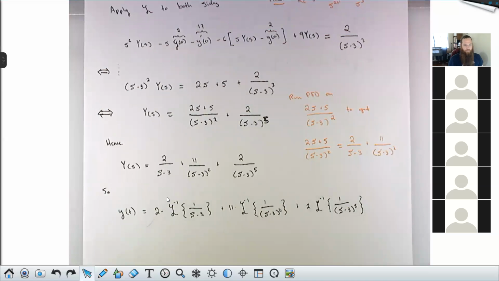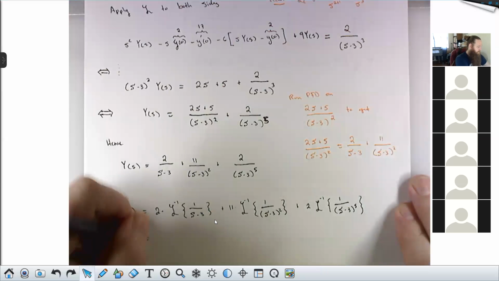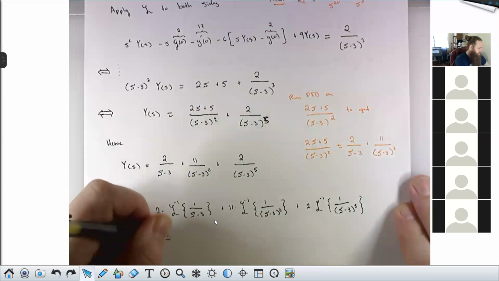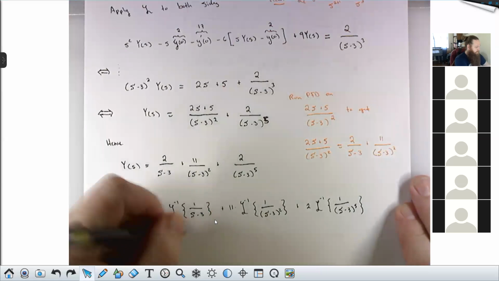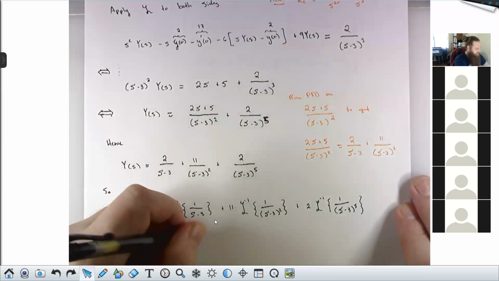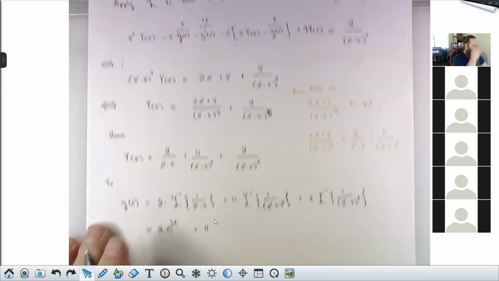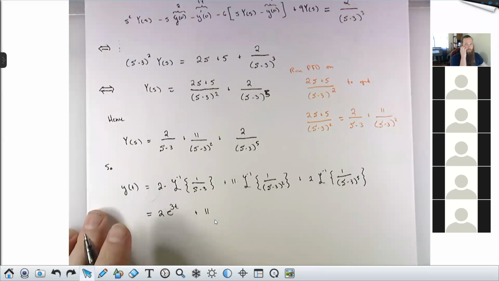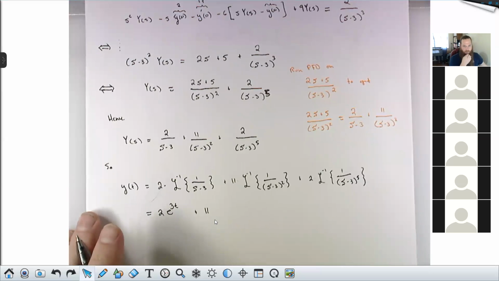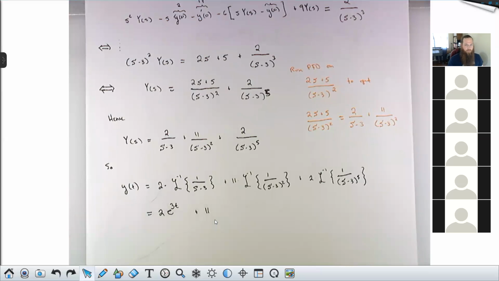All right, what's the first guy? What is the inverse Laplace transform of 1/(s - 3)? e^(3t). Very good. So this is 2 times e^(3t). And then I'll have plus 11 times the inverse Laplace transform of 1/(s - 3)^2. That's one we may want to think about a little more. t e^(3t).